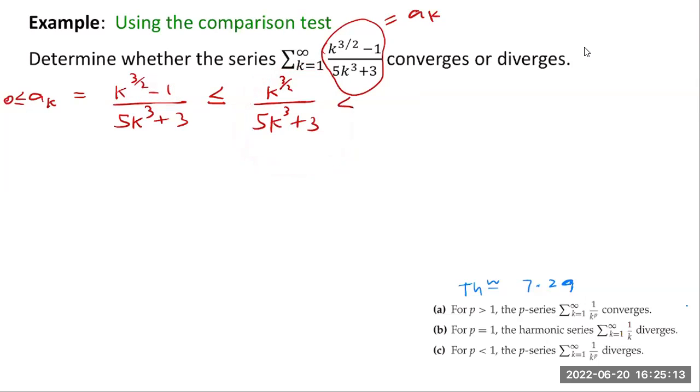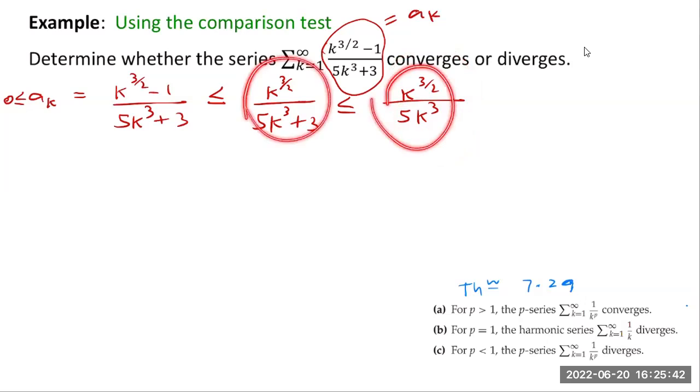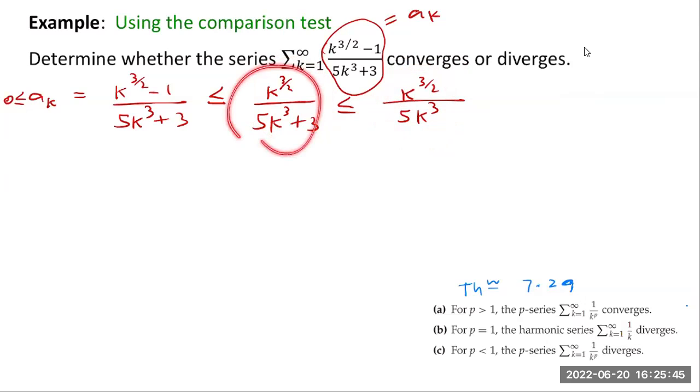Now, this should be greater than or equal to k to the power 3 over 2 divided by 5k cubed. Would you agree with me? That's because if I take this plus 3 off, you are making your denominator smaller, right? Taking this plus 3 off means you are taking your denominator to be smaller. If you make your denominator smaller, the whole thing will be larger, right? This quantity has to be larger than this one. Now, further, I can take off this 5.